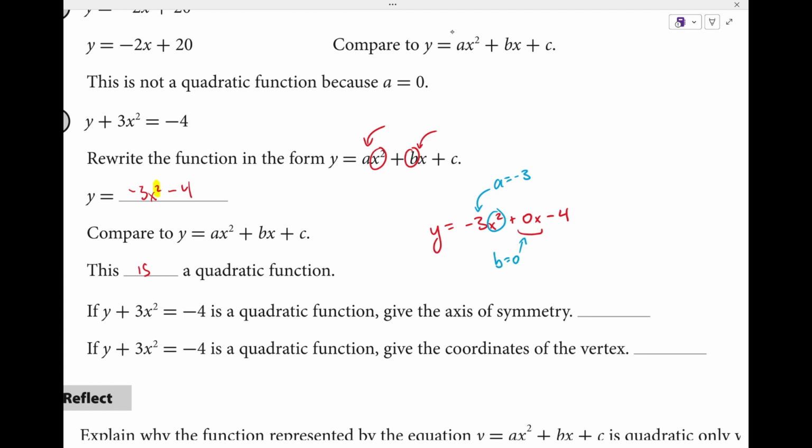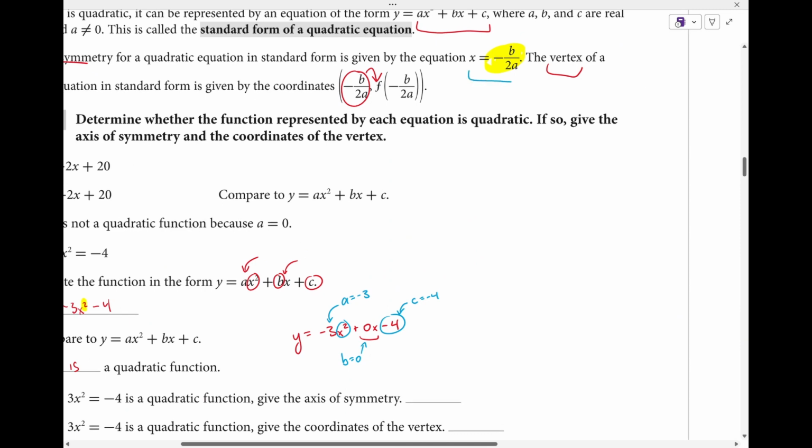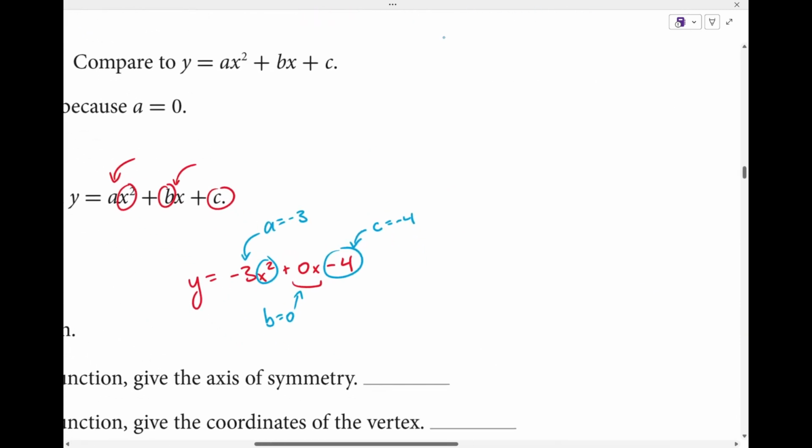Lastly, my c value is the constant term. In other words, it's the term without any x. So negative 4 is going to be my c value. So now I want to find the axis of symmetry. Our equation says it's got to be negative b over 2a, or really the line x equals negative b over 2a. So my b value, we said it's 0. My a value is negative 3.